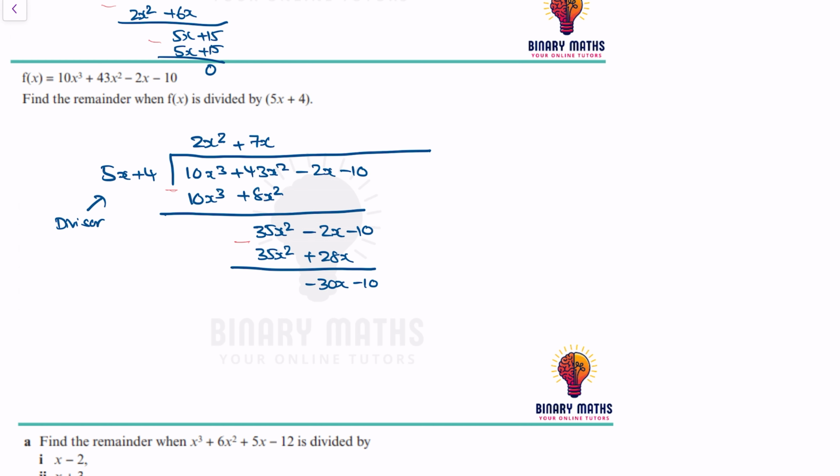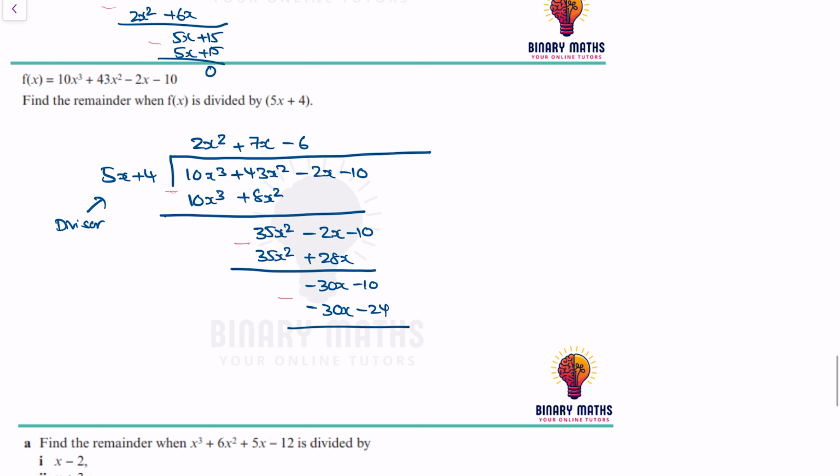5x times what gives me minus 30x? It's minus 6. So I get minus 6 times 5x, which is minus 30x. Minus 6 times 4 is minus 24. Again, I'm subtracting. The first term disappears. Minus 10 take away minus 24 gives me positive 14. So I can't do anything more with this. So this is what I call my quotient, the thing at the top, and this is my remainder.